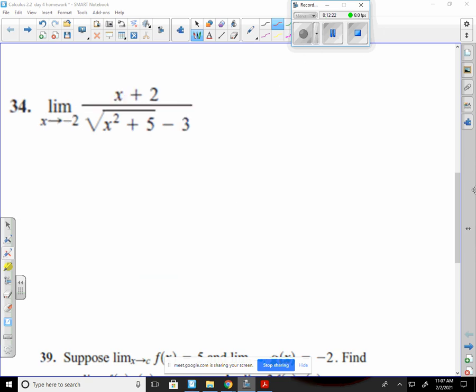34, we do the same thing. If I plug a negative 2 in, negative 2 squared is 4. 4 plus 5 is 9. Square root of 9 is 3. 3 minus 3 is 0. So I have to multiply by the conjugate.